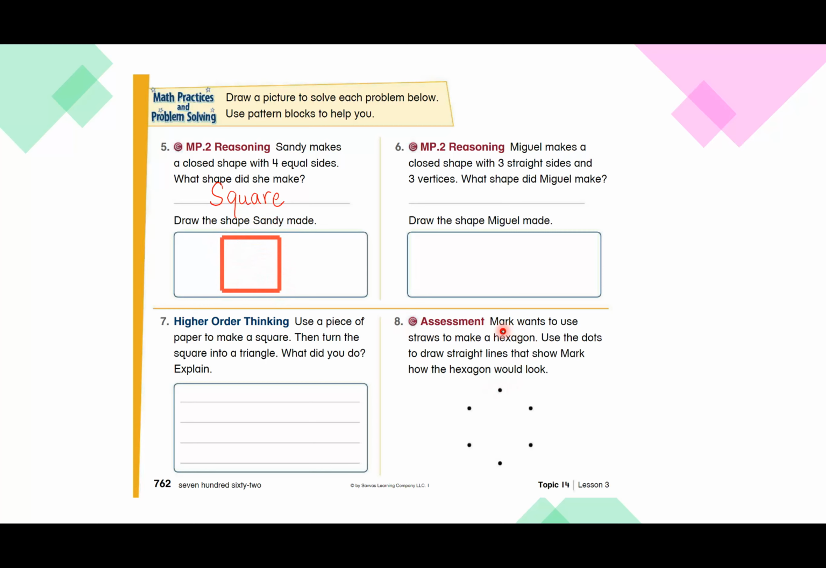Question number 8. Mark wants to use straws to make a hexagon. Use the dots to draw straight lines that show Mark how the hexagon would look. Now what you need to do is connect the dots over here, and then you will get your shape, a hexagon.